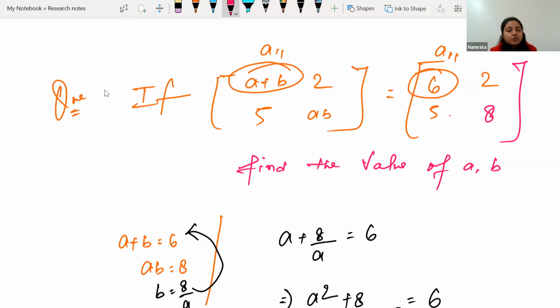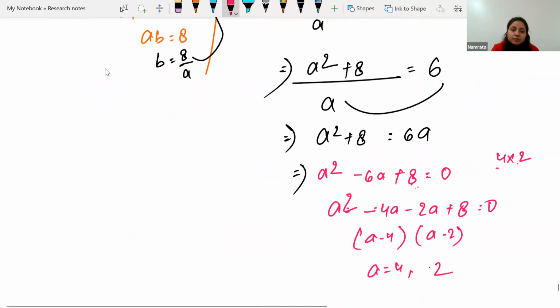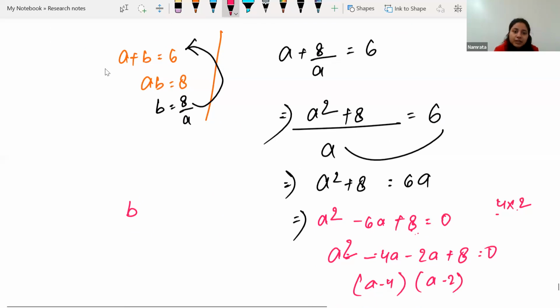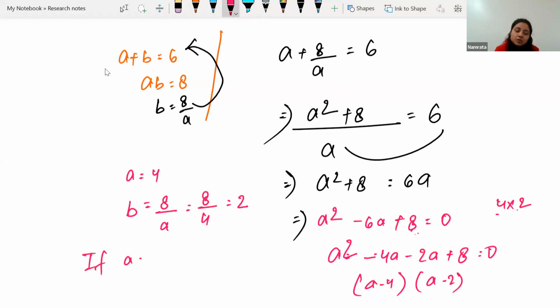Now the next question here: A value is either 4 or 2. Similarly, we will be getting two B values also. When A value is 4, what is the B? When A value is 2, what is the B? So B also we have to find. If A is 4, then B is 8 by A, that means 8 by 4, that means 2. If A is 2, then B is 8 by 2, that means 4.